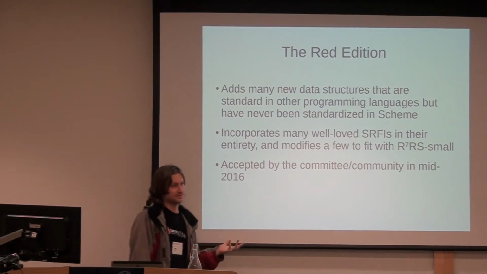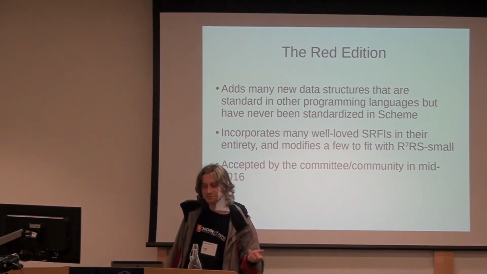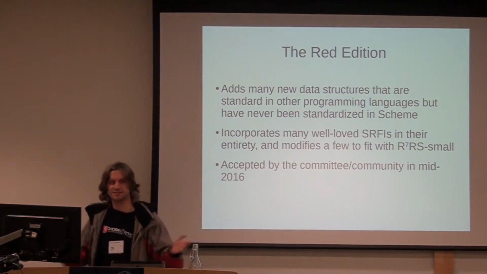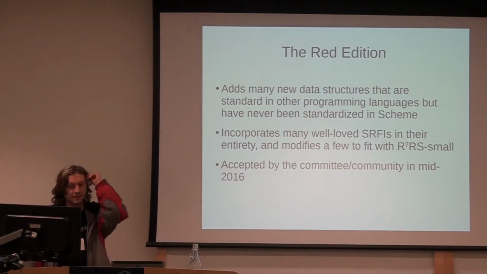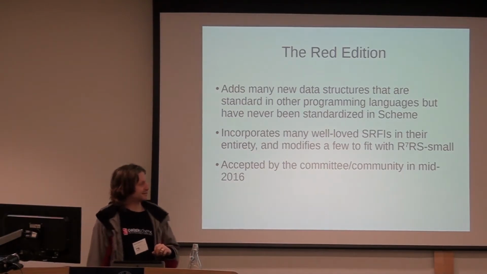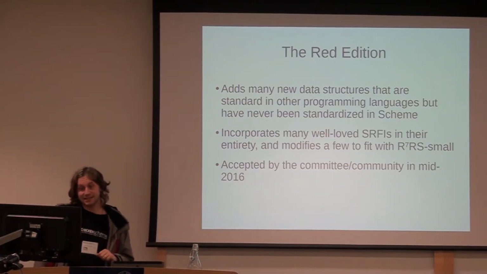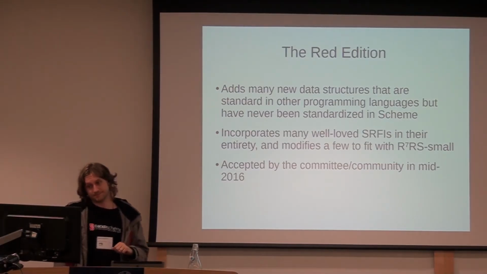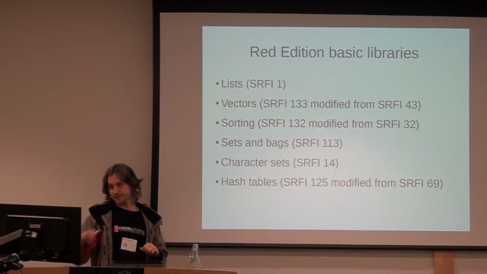Obviously we want to use the R7RS small library system. Some things had to be slightly renamed for consistency and all that kind of thing, because we do want to create one language that looks like it fits together rather than a big mess. So yes, the Red Edition was voted on in 2016.